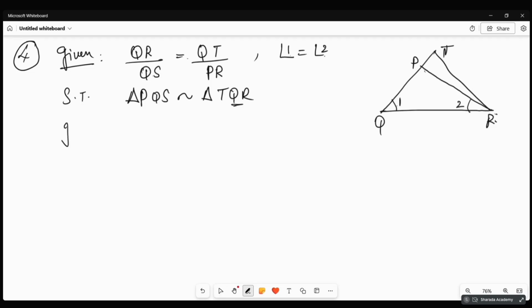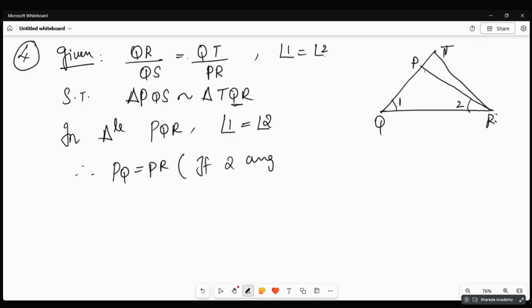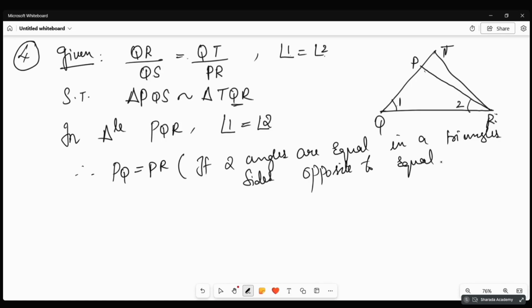So write that. In triangle PQR, angle 1 is equal to angle 2. Therefore, PQ is equal to PR. Reason: if two angles are equal in a triangle, sides opposite to equal angles are equal.